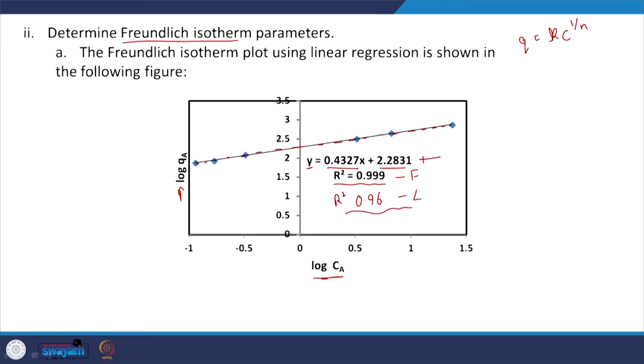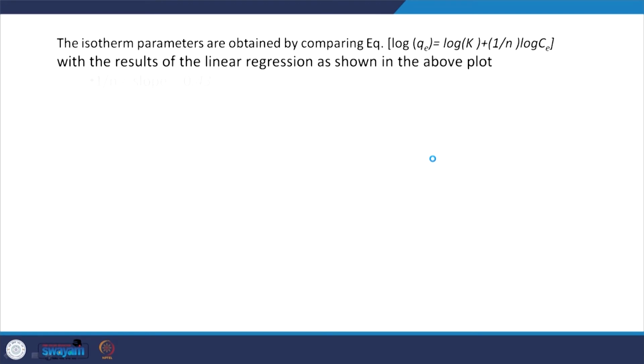And now let's go about calculating the relevant constants here. So let's see what we have. This is the linearized one. Earlier it was q equal to k into c to the power of 1 by n. Now by taking the logarithm, you linearize the relevant equation. So what is the slope? Y is equal to mx.